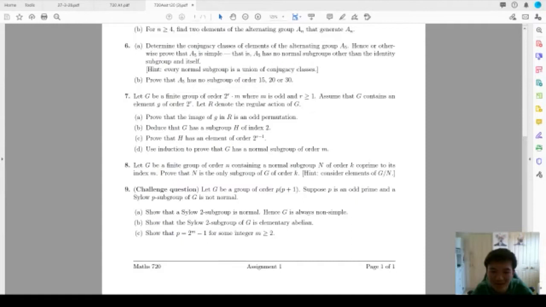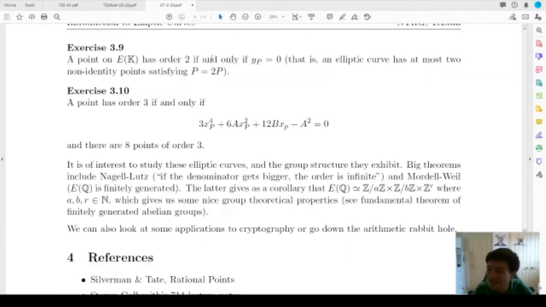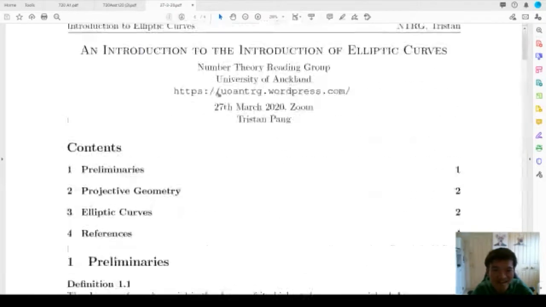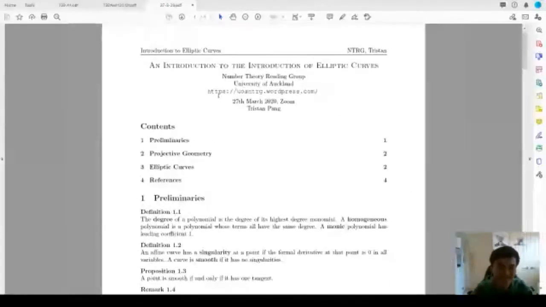Feel free to stop me at any time if you have questions, and I'll talk for about half an hour, and we can talk about what to do next week. So let's go to this PDF screen. Oh, that's my assignment, not that. This thing. Just working on 720. So I'm going to do an introduction to the introduction of elliptic curves.